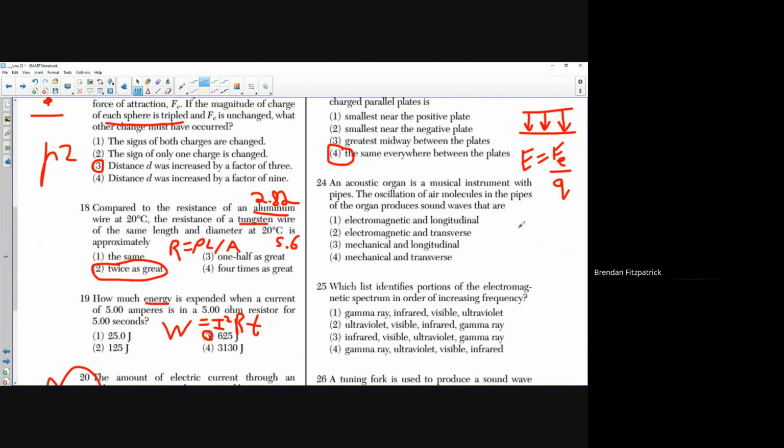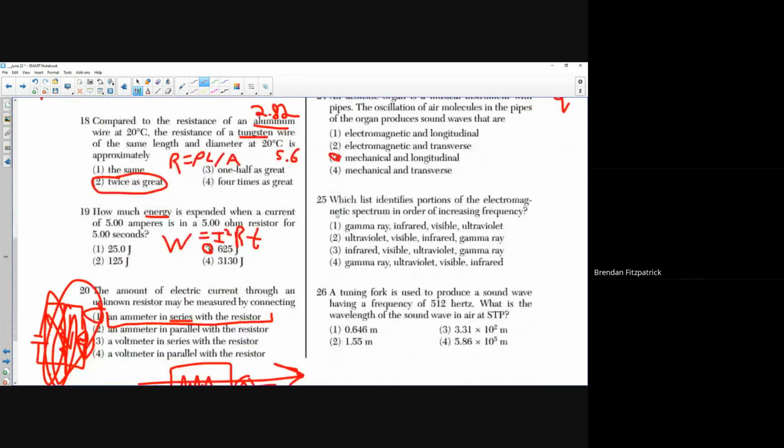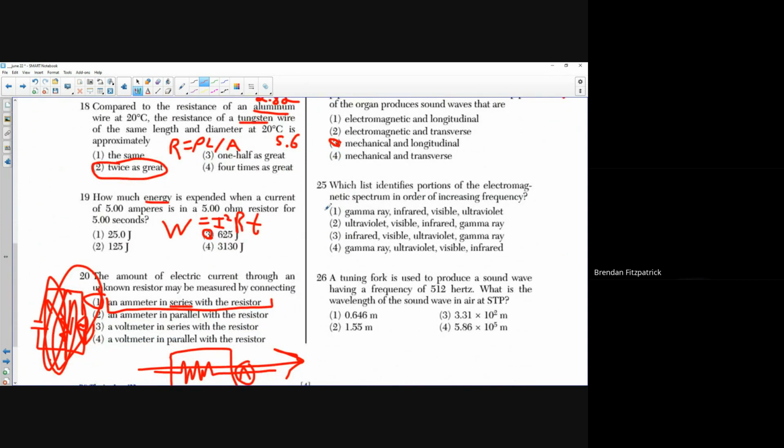24, an acoustic organ is a musical instrument with pipes. The oscillation of air molecules in the pipes of an organ produces sound waves that are mechanical and longitudinal. Again, another fact you just have to know. 24 was 3.